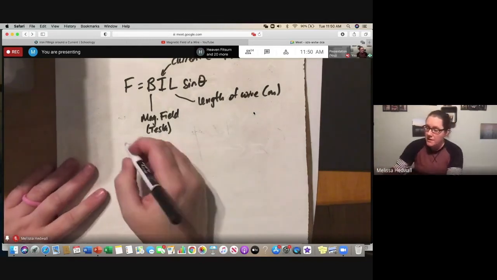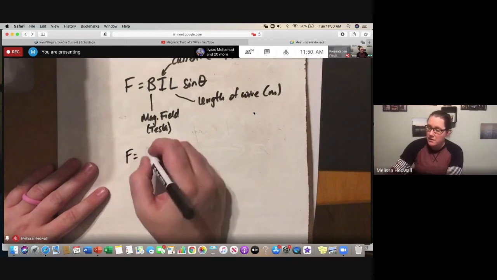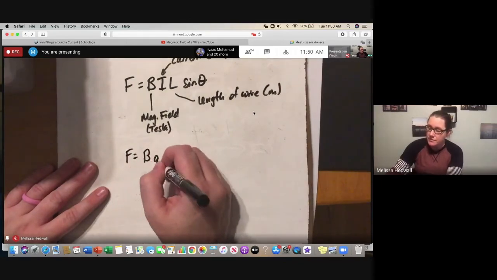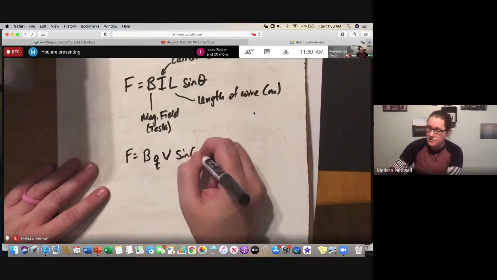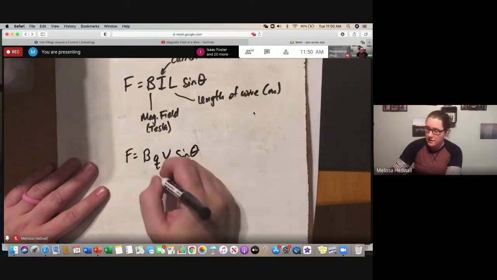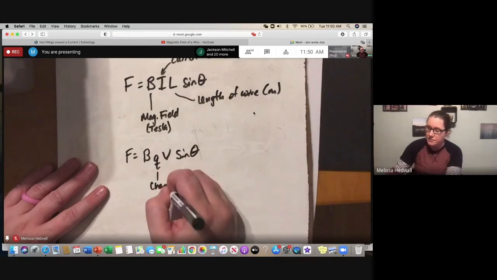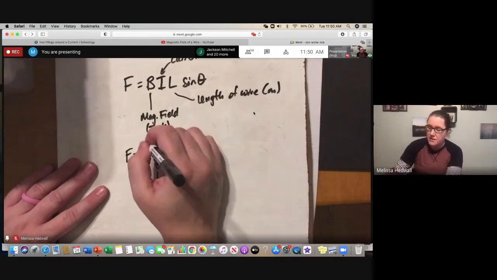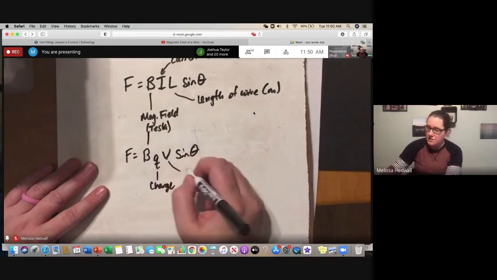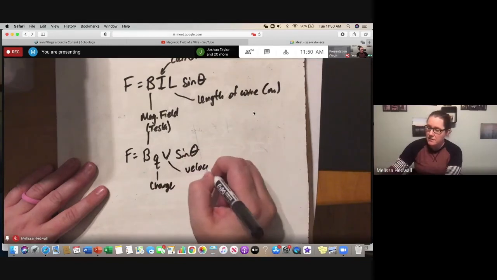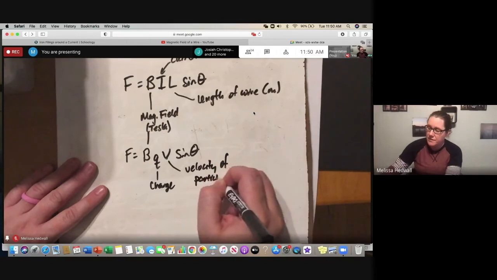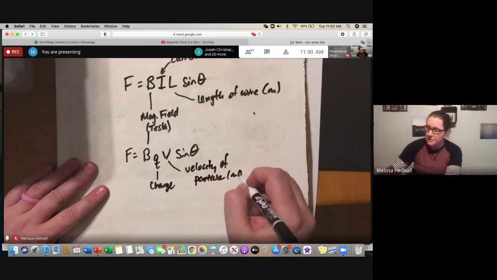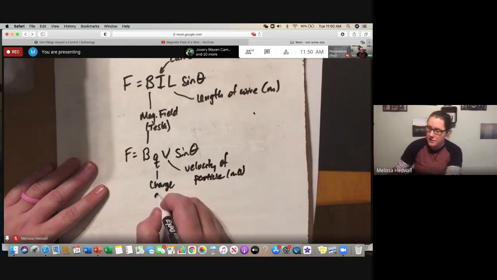The other equation, if it's a particle, is B times the charge times the velocity of the charge, sine theta. This is still your magnetic field. This is your charge, and this is the velocity of that particle, which is in meters per second. And the charge is in coulombs.